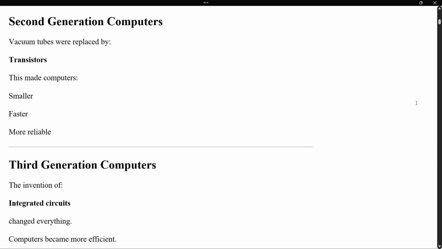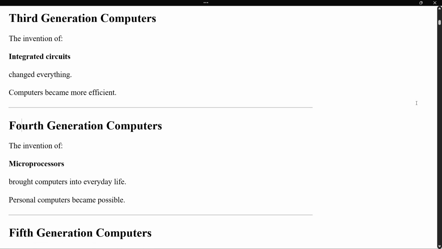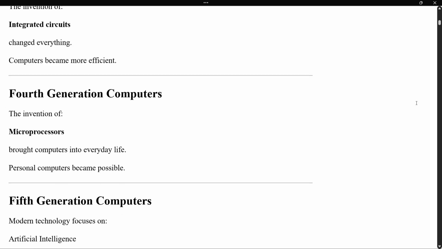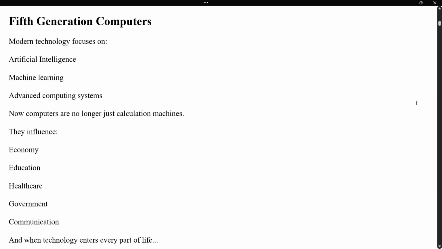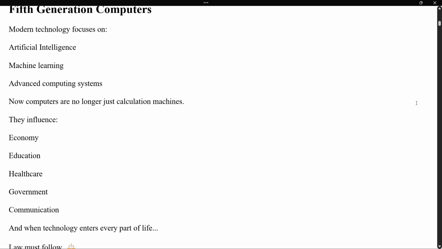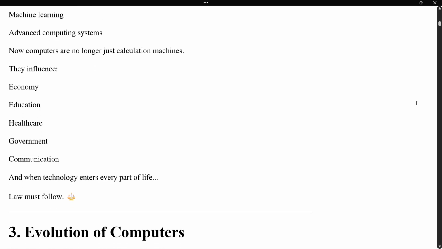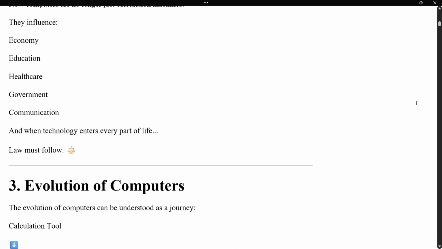Third-generation computers: the invention of integrated circuits changed everything. Computers became more efficient. Fourth-generation computers: the invention of microprocessors brought computers into everyday life. Personal computers became possible. Fifth-generation computers: modern technology focuses on artificial intelligence, machine learning, and advanced computing systems. Now computers are no longer just calculation machines. They influence economy, education, healthcare, government, communication. And when technology enters every part of life, law must follow.